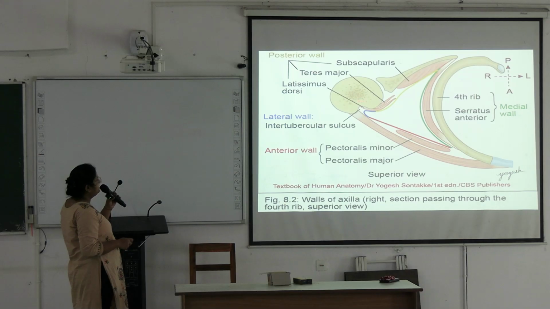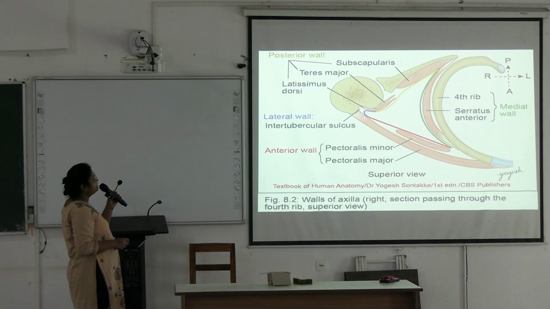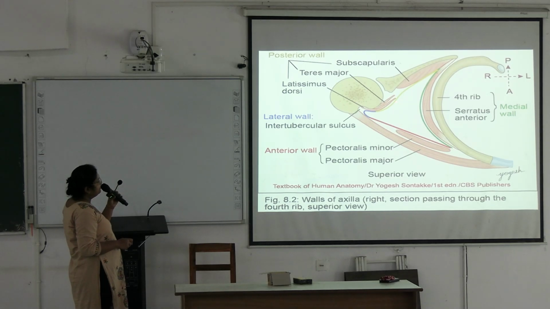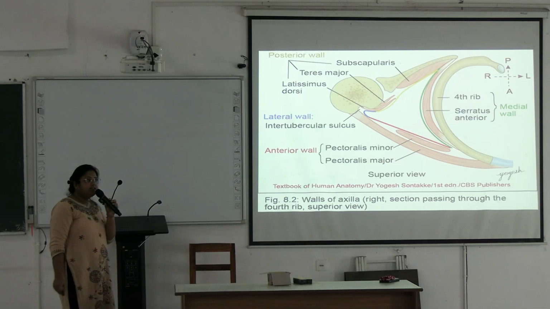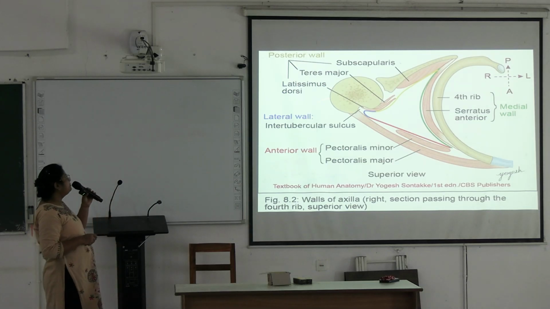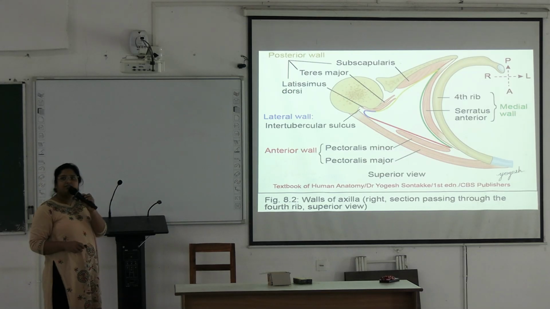Next, lateral boundary is formed by the intertubercular sulcus of the humerus. You can see here is the greater tubercle and lesser tubercle. In between these two tubercles lies the intertubercular sulcus. And from the floor of the sulcus, this latissimus dorsi is taking origin.